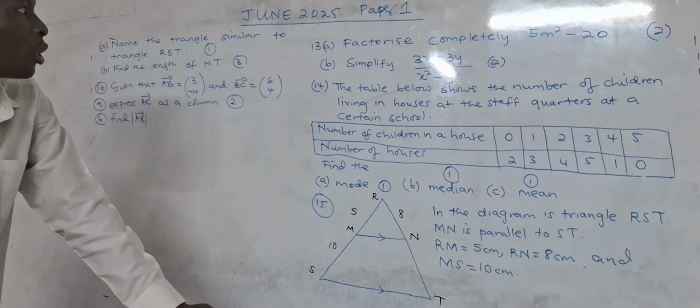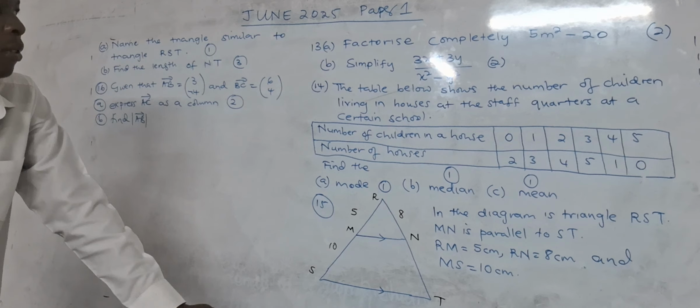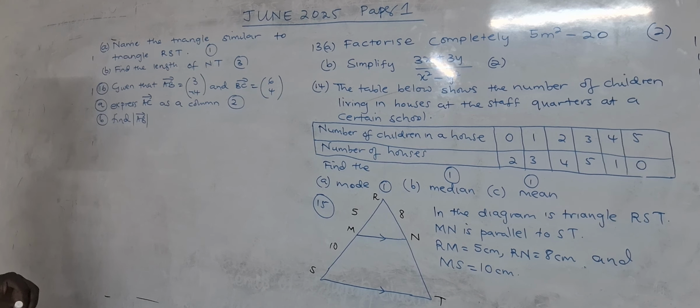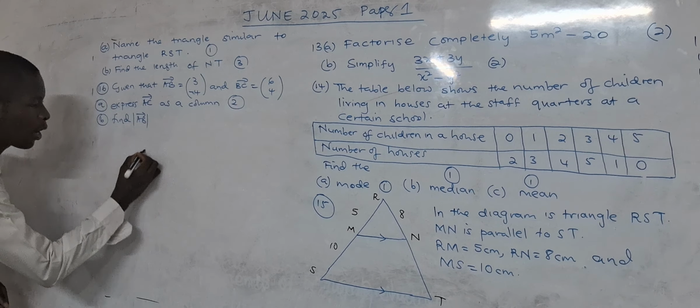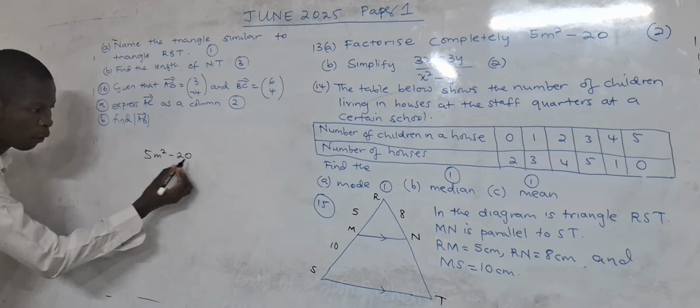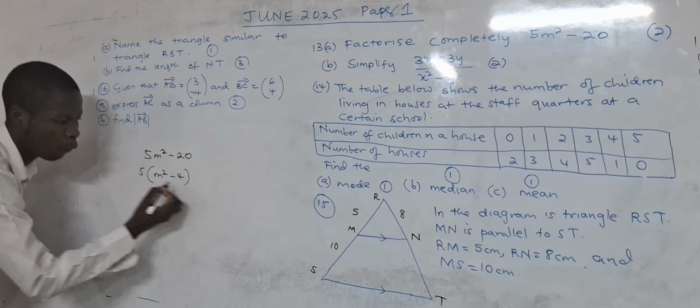This is June 2025 paper 1, question 13a. Factorize completely 5m squared minus 20. What is to factorize? To factorize is to factor out something common. So I have 5m squared minus 20. If you check, 5 is the common thing here, so you remain with m squared minus 4.